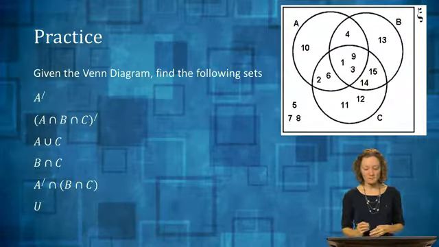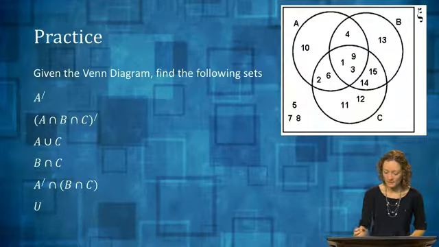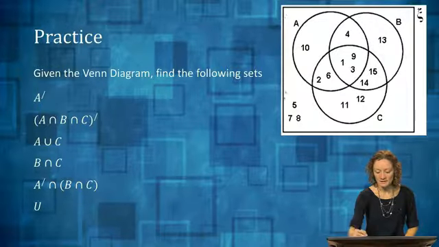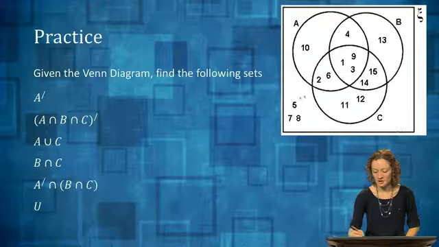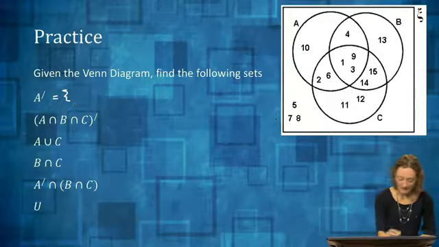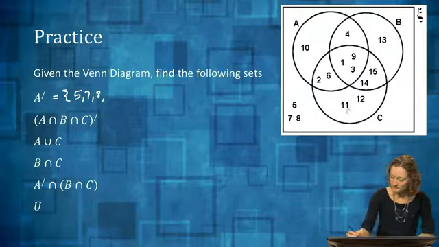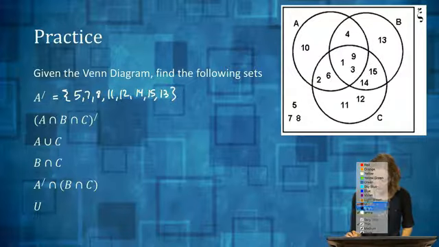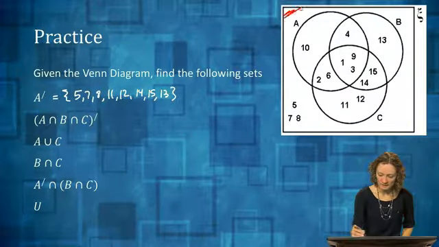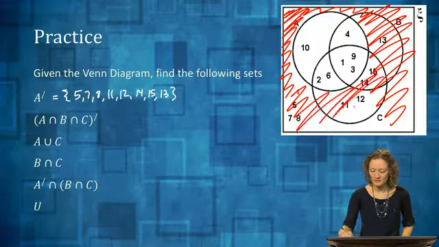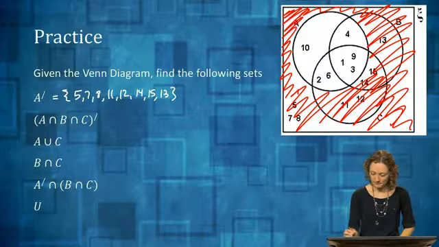Okay, all right, so let's see if we're on the same page. So the first one we're looking for is A complement. So here is our circle A. A complement is everything on the outside of that. You can imagine all this being shaded. So it's all the elements that fall outside of A. So we have 5, 7, 8, 11, 12, 14, 15, and 13. If you wanted to see, I guess we could do red. Right, here's A. So A complement is going to be everything outside of that. So that's where we pulled elements from.